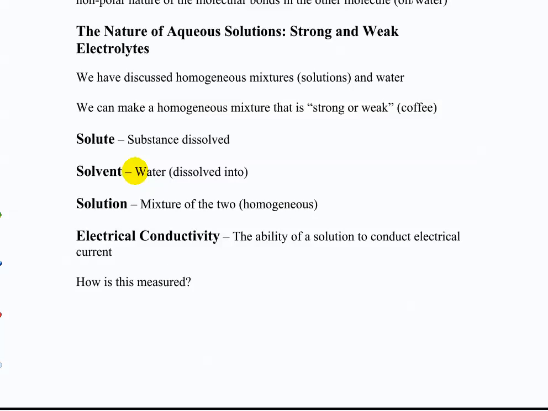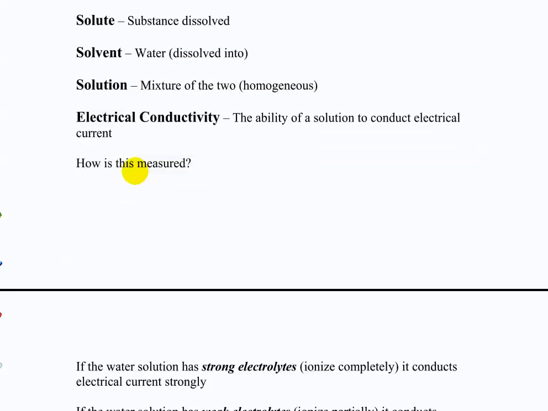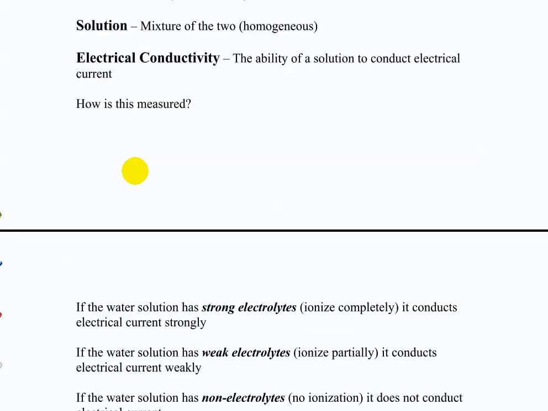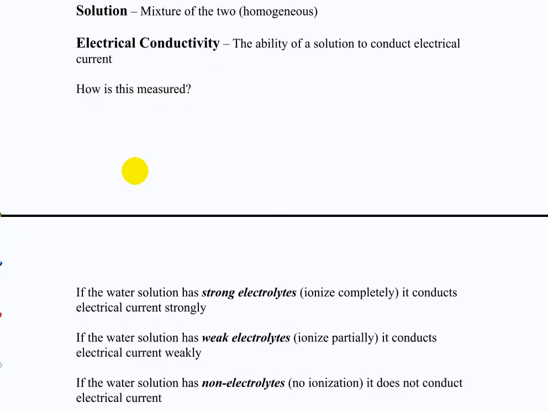You can determine whether something is very well dissolved or not well dissolved by measuring the electrical conductivity, assuming it's an ionic compound. How is electrical conductivity measured? Anybody ever seen that? Done that? Well, you simply get something that electricity is passing through and stick it in a solution. And if the electricity continues to flow, it's conductive. If it doesn't, it's not. And you can measure the degree of that.